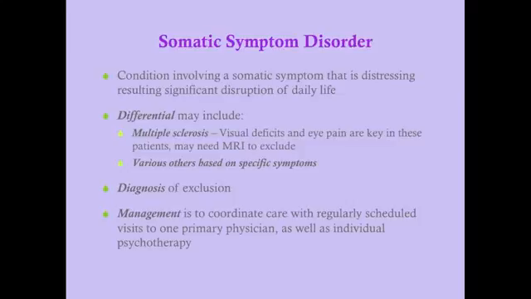So things you can see in multiple sclerosis as far as presenting are visual deficits, eye pain. You may need an MRI to exclude multiple sclerosis, but make sure that you're doing a decent workup and don't just jump to MRI. It's an expensive test, so make sure that you have a history here and that you really have serious neurologic issues. And typically when you have a patient with multiple sclerosis, the neurologic issues are going to be objective rather than subjective.